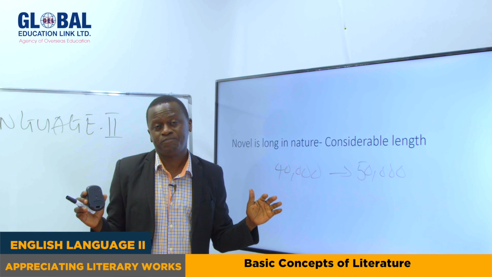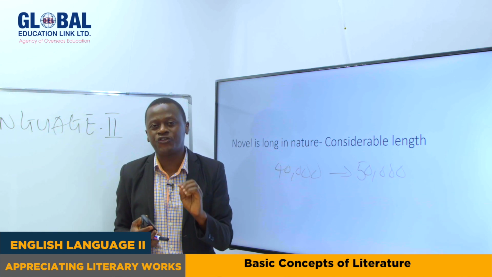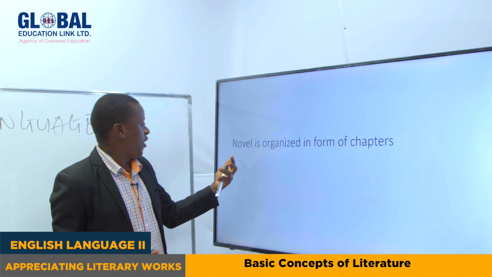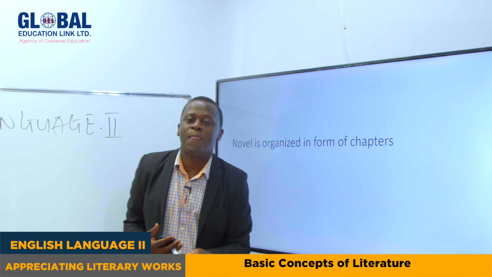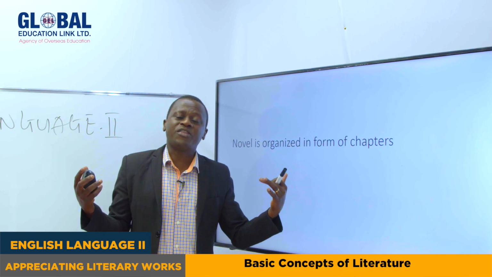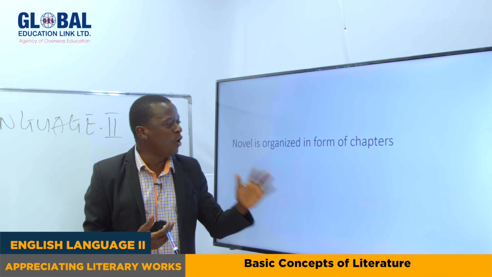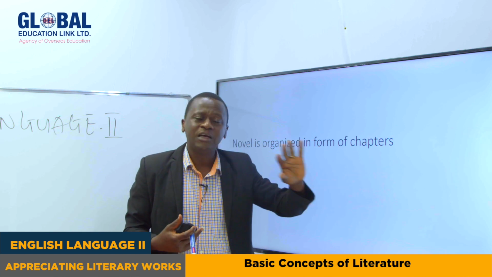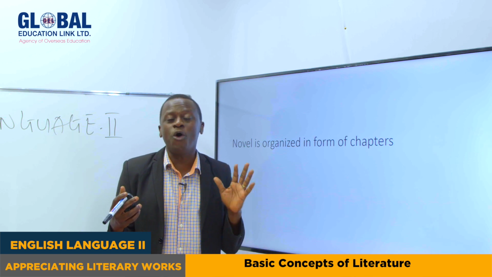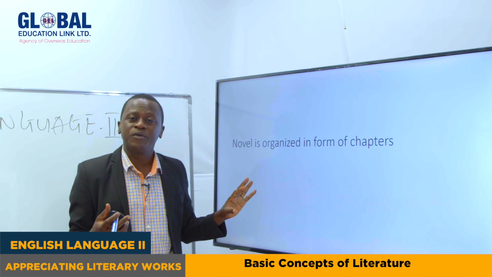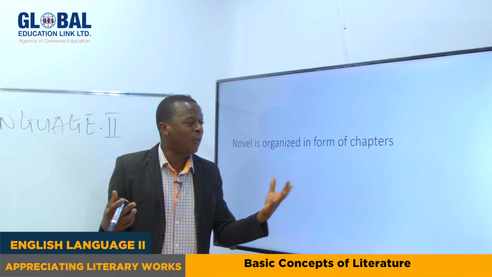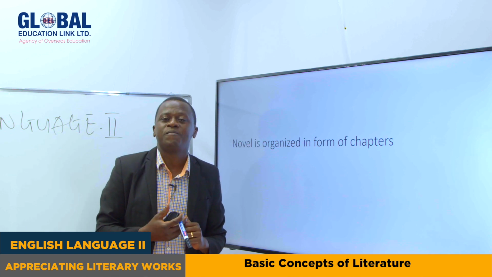A novel is long. Students, let's just move to another feature that describes a novel. It says a novel is organized in form of chapters. A novel is organized in form of chapters. And the chapters can be either long or short. And one novel can contain like 10 chapters, 15 chapters, 20 chapters, etc. It depends on the author. There are some authors or novel writers who may compose a novel with so many chapters.